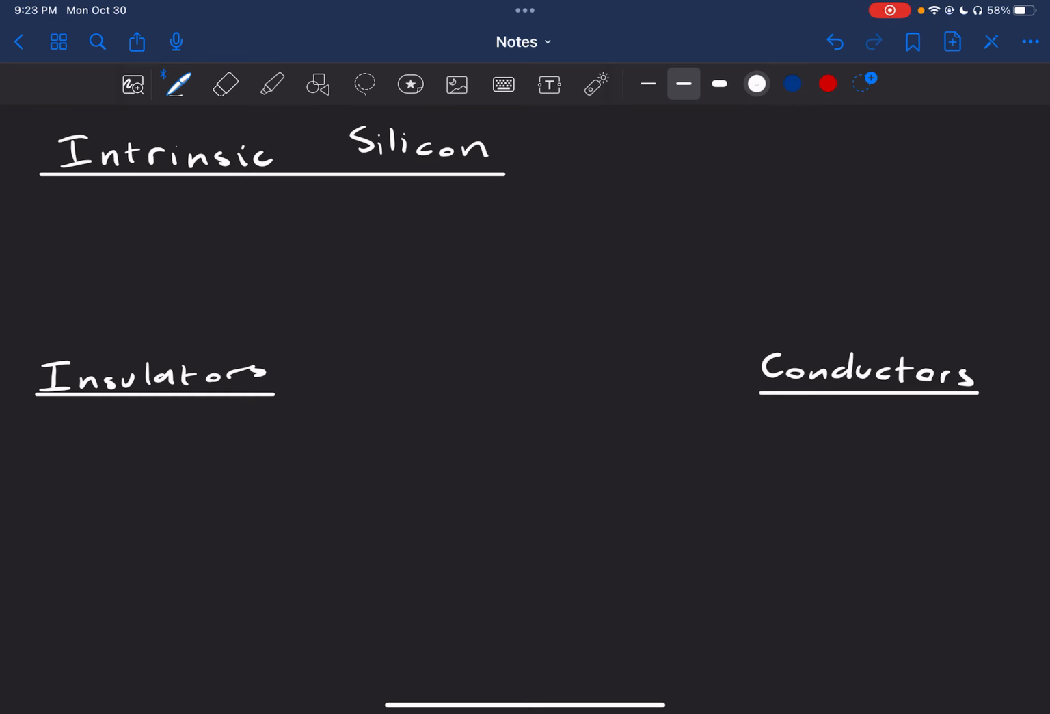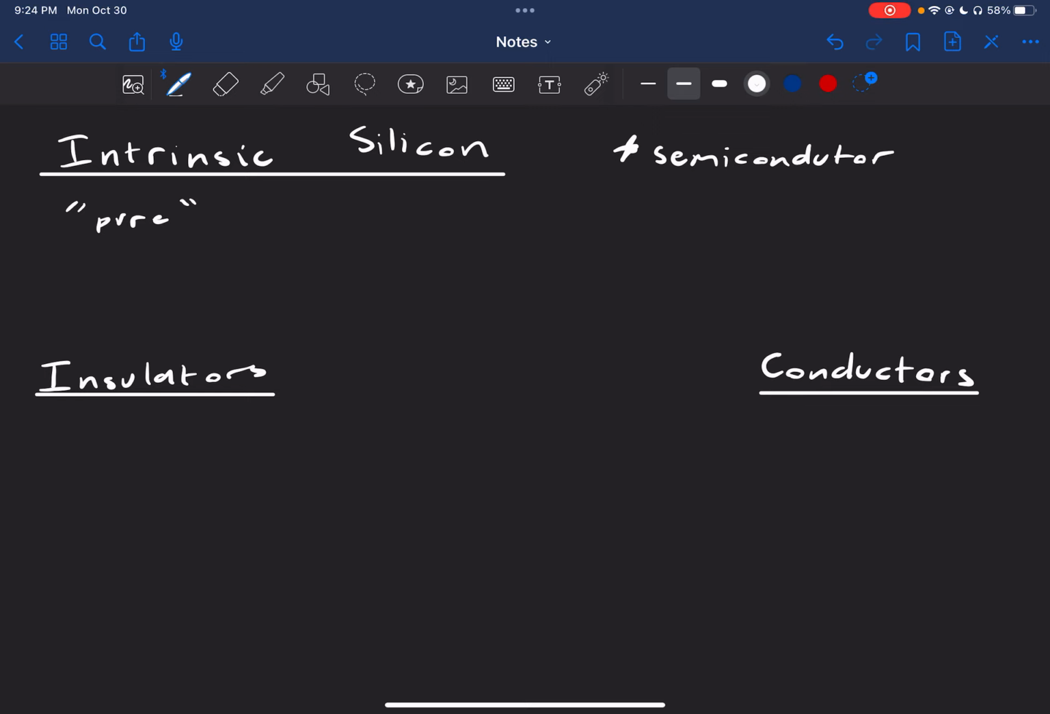Okay, so today we're going to be looking at intrinsic silicon and how it works as a semiconductor. You're going to hear the term intrinsic sometimes, or sometimes you'll hear pure, but these are interchangeable. They just mean a structure made out of pure silicon or just silicon. So silicon is a very good material because it behaves as a semiconductor.